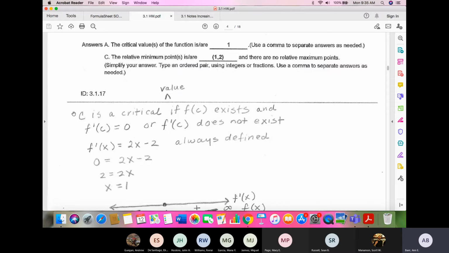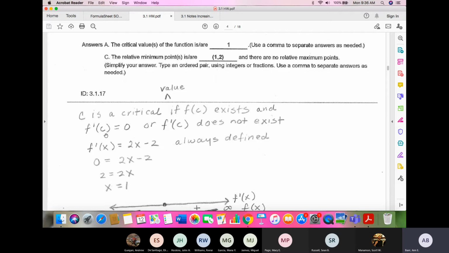I did copy it down, however, just a reminder of what a critical number is. C is a critical number if f of C exists. In other words, whatever your C is, you've got to be able to plug it into the original function and get out a y value, the y value of the f function at C. If you can't find it because it, say, gives division by 0, then that C is not a critical number.